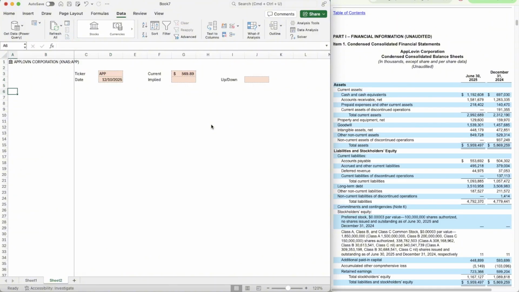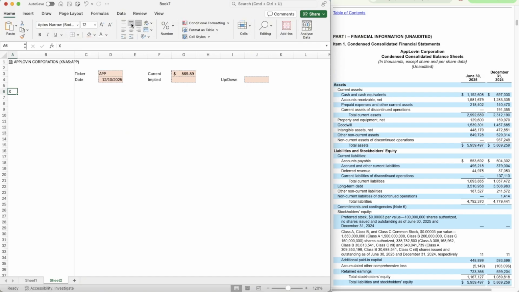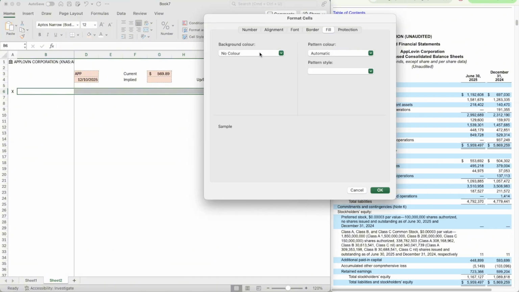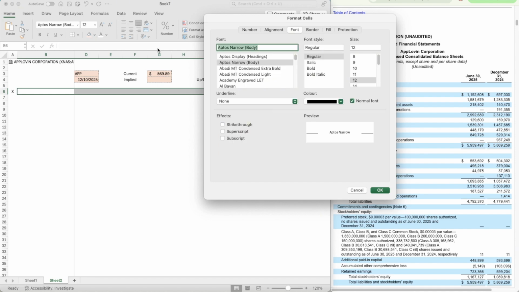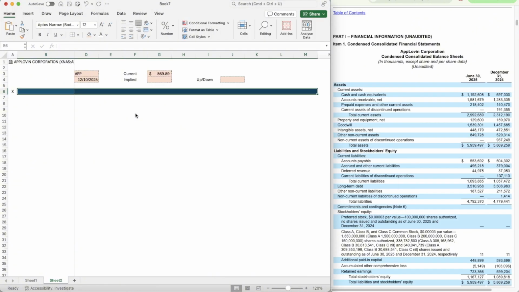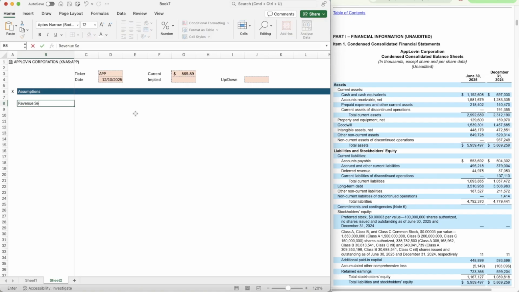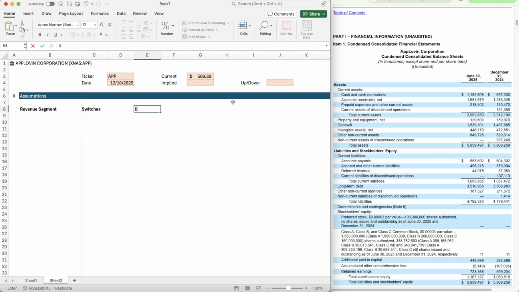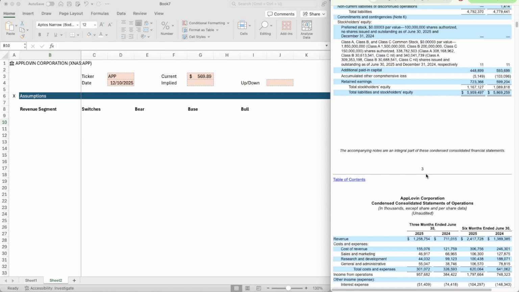And now let's move on to our assumptions. Put a little X here. Let's do a bit of formatting. Center. I think we probably need to go to M. I like to use this blue font. We go assumptions. And here we're going to put revenue segments, switches, then we want to have a bear, base, bull scenario, which we're going to simulate.